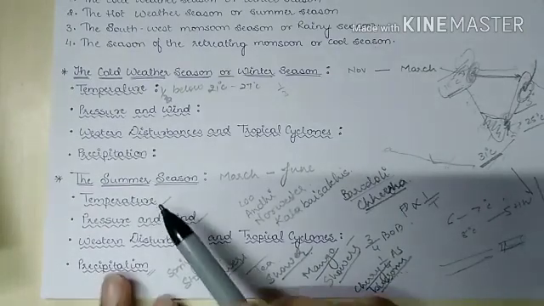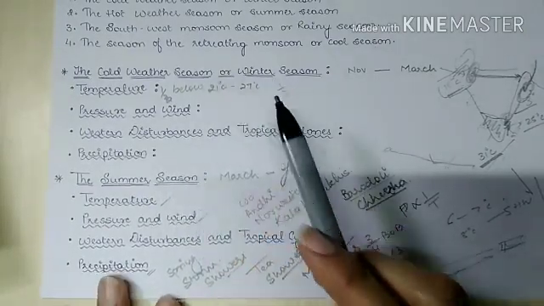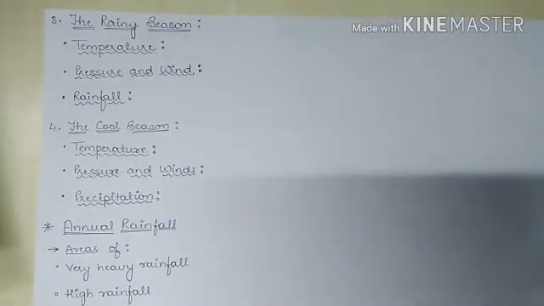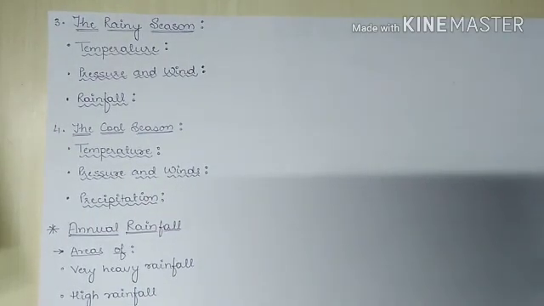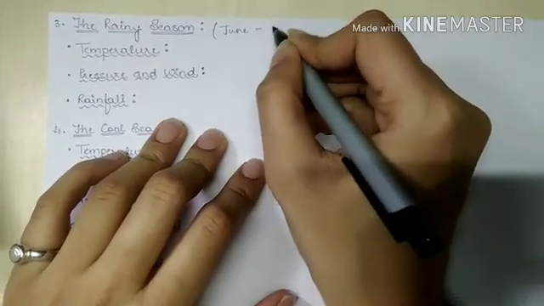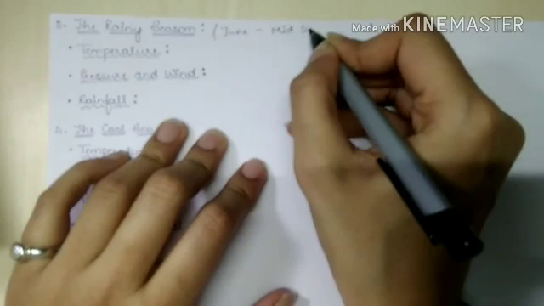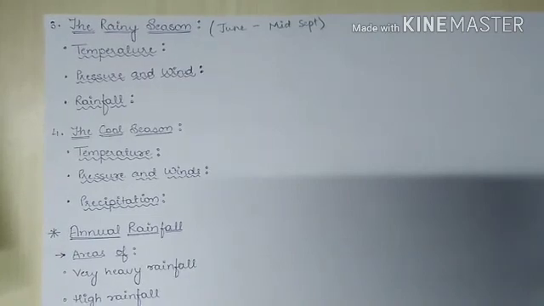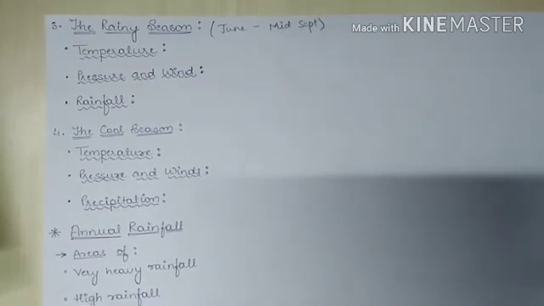Now, after the summer season and the cold weather or winter season, we have the rainy season. The rainy season in India starts with the onset of the southwest monsoon in June and continues till mid-September. So it is from June till mid-September. Now this season is also known as the monsoon season, southwest monsoon season, wet season, or hot wet season.